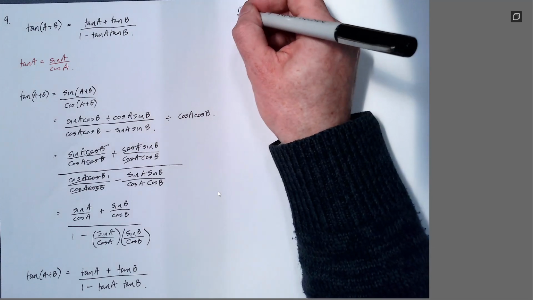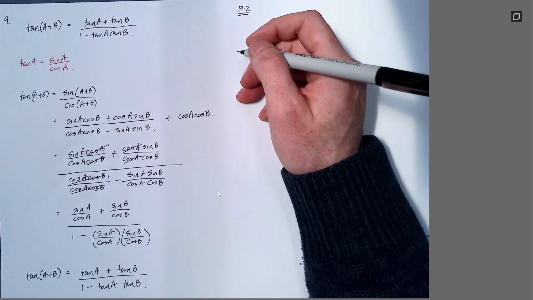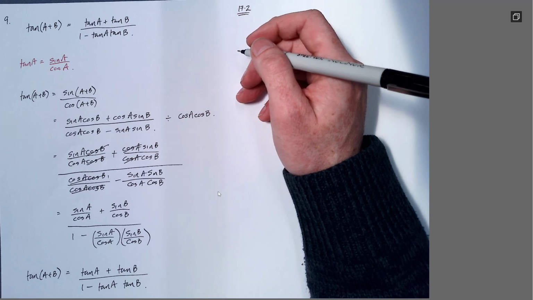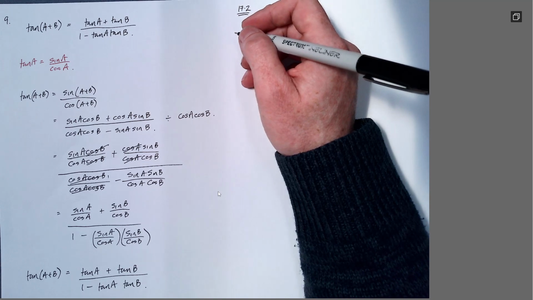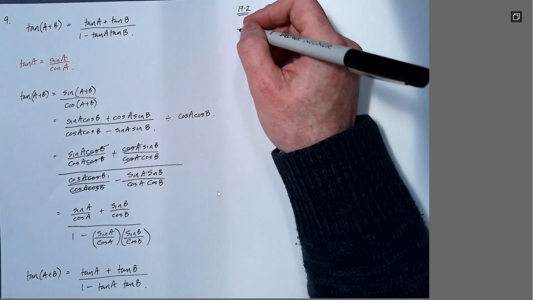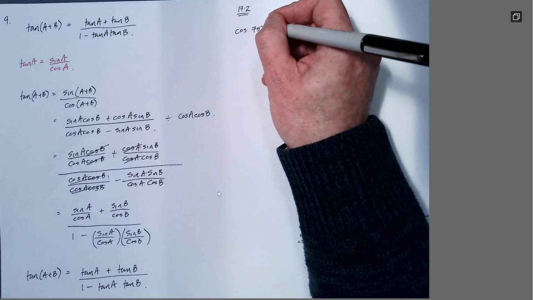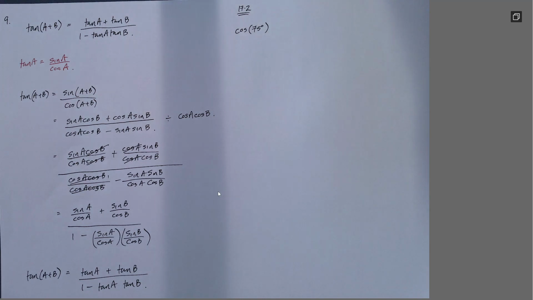So 17.2. What we are doing is writing 75 degrees as 45 degrees plus 30. Without using a calculator, express cos of 75 degrees in surd form. We do not use a calculator, we use the lower table.